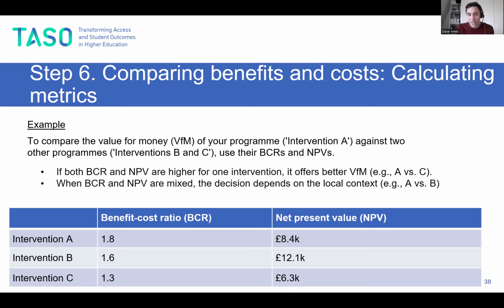And in that situation, you would think of intervention A, because you may be able to scale up intervention A and get to bigger net present value overall. So there's lots of considerations that would be very context specific once you've got to this point, but that's just to explain you'll want to look at both of those metrics and really understand the local context to understand which one has the highest value for money.